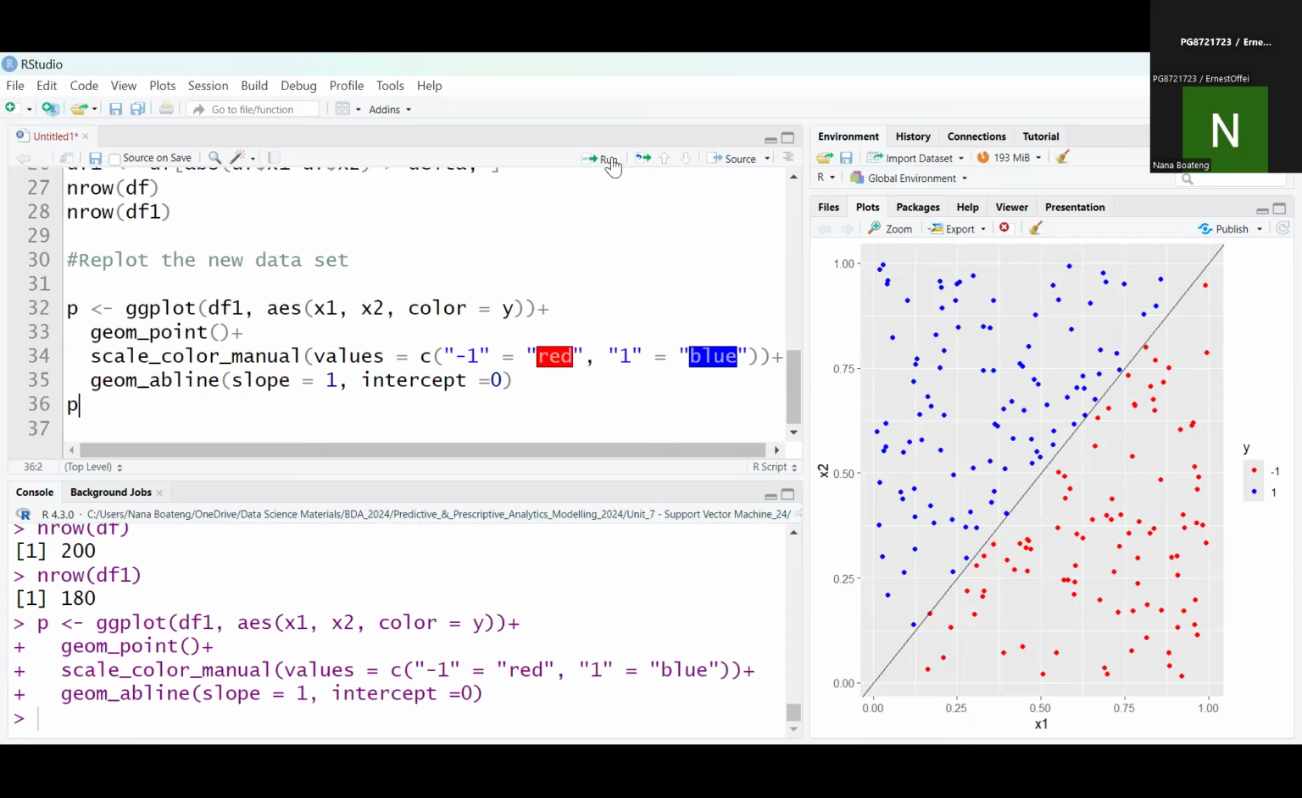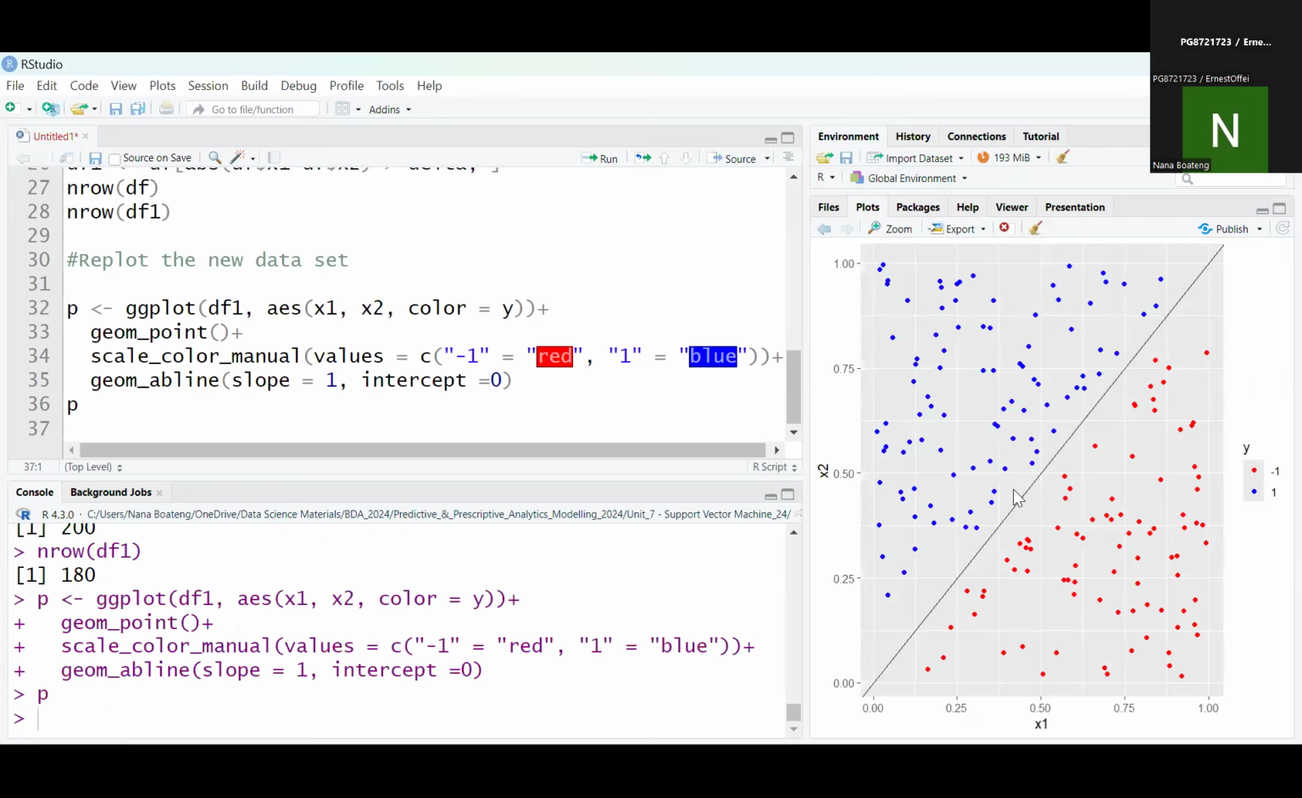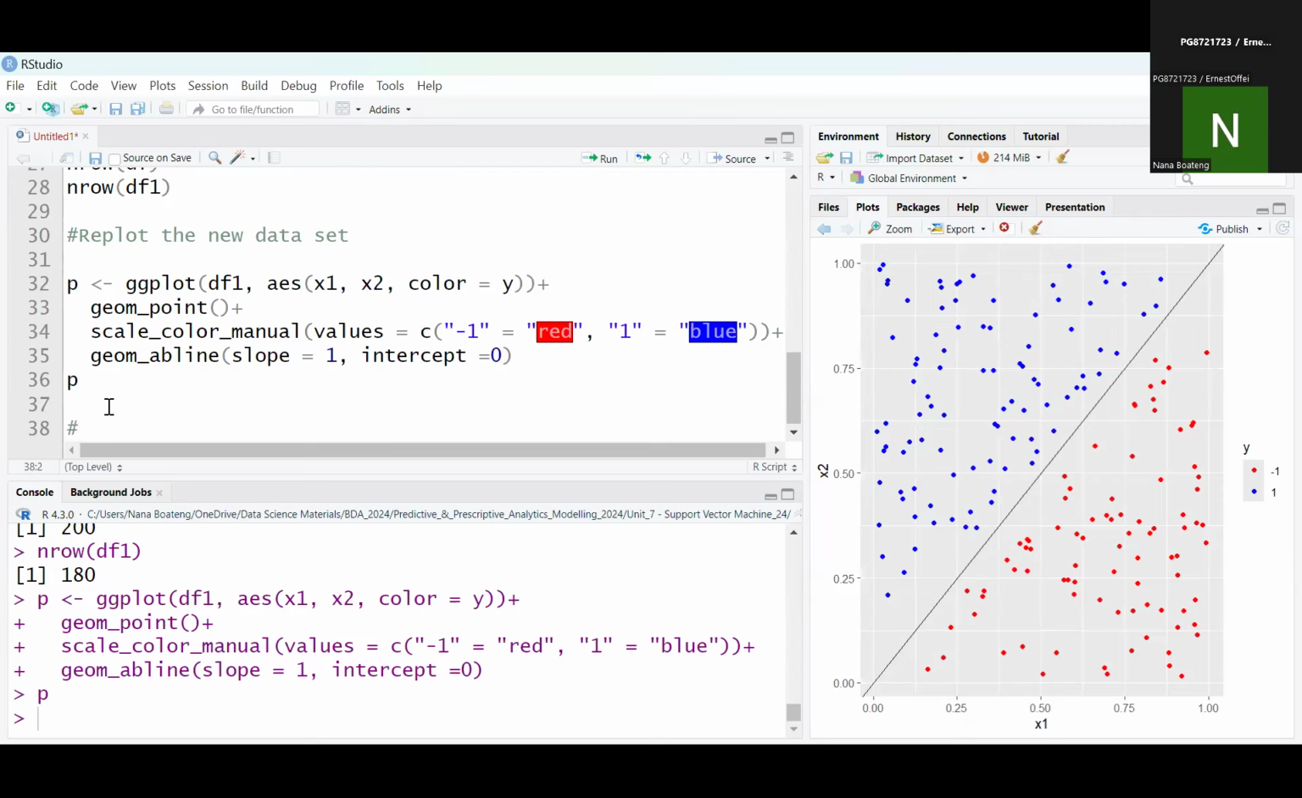So you see that now the data points that were very close to the decision boundary, we have removed 20 of them. So that's how come now we have 180. So we've created some space. So let's add some dashed lines to the top and also to the bottom so that we have our margin. So let's plot our margin boundaries.